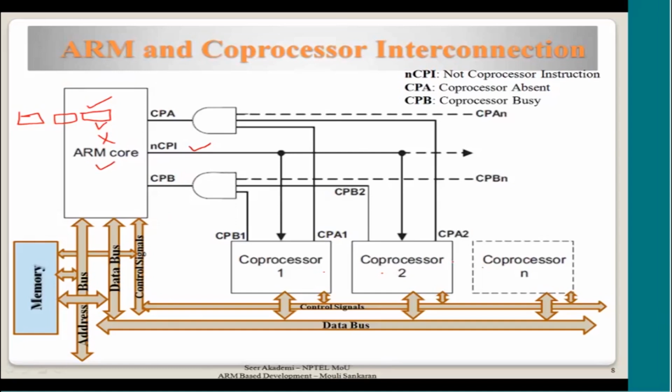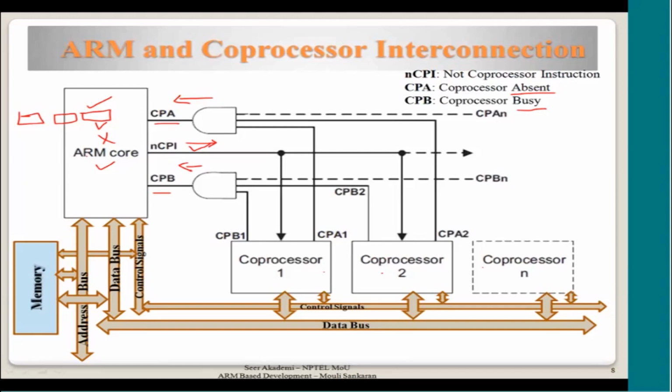Now how does it know? There are two signals for it. What are those? The coprocessor absent signal and the coprocessor busy signal. I will explain this here itself because the picture is there and you will be able to understand the whole flow of it. Then we will go through the slides to understand the exact sequence. After NCPI is given, ARM is waiting for these two inputs to come from any of the takers, if they are present in the system.